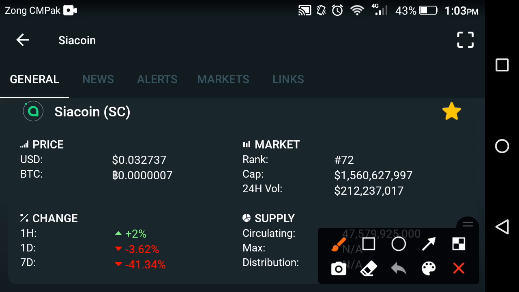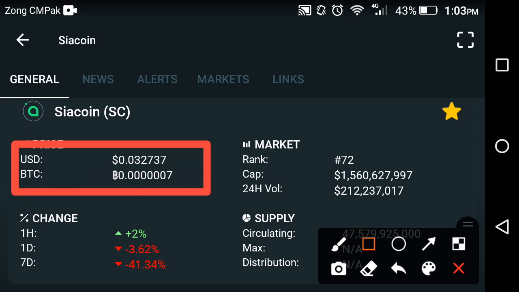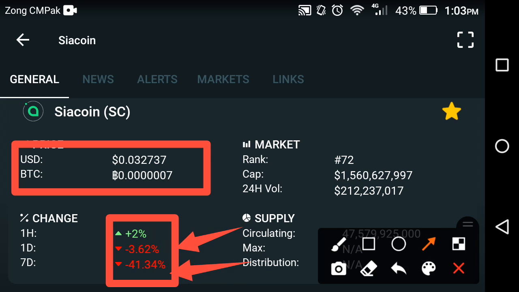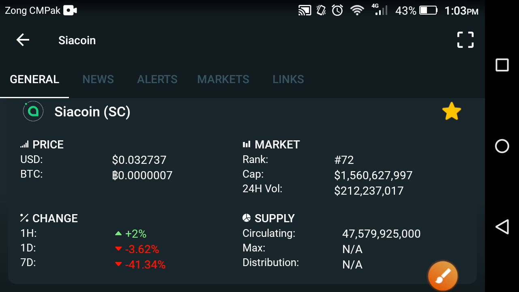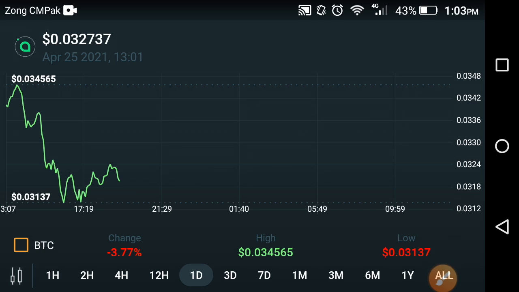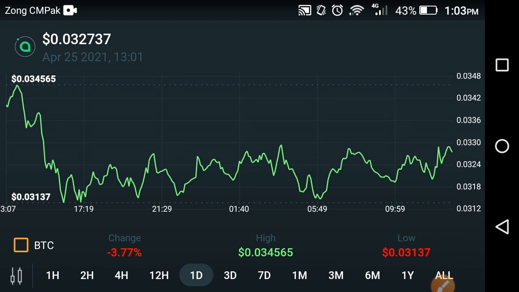Now let's start the video. As you can see here, the current price of SiaCoin is about 0.032737 USD. And if we look at the price change in SiaCoin, the last 1 hour change is positive, the last 1 day change is negative, and the last 1 week change is negative. That means in the last 1 hour they again started jumping, and the last 1 day and last 1 week change is negative, friends. Now let's see the price prediction chart of SiaCoin in more detail.